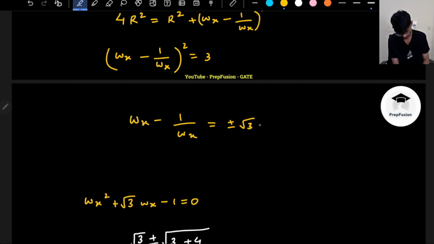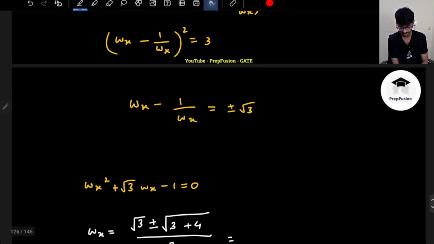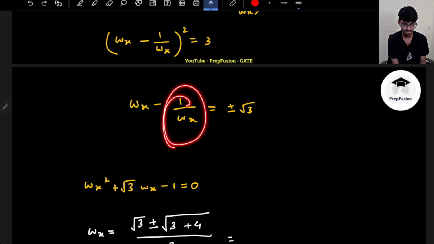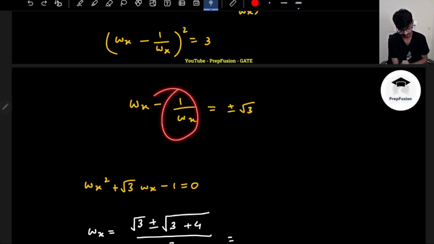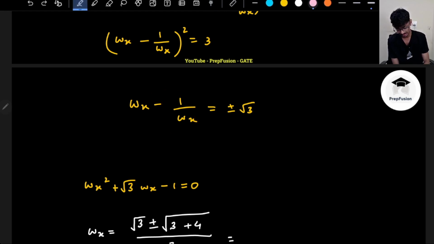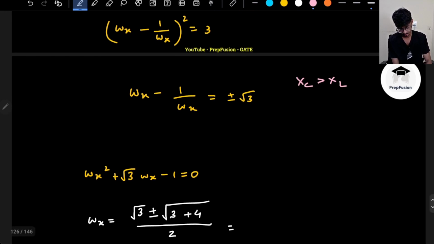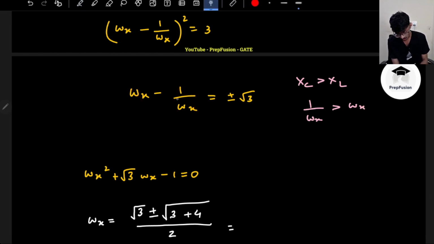Now which one will you choose? I know my circuit is capacitive. If my circuit is capacitive, this one will be dominating over this one. It is the omega L component and this is the 1 by omega C component. Circuit is capacitive, so XC will be dominating over XL. XC will be higher than XL. So my 1 by omega x will be higher than omega x, since L and C both are 1. If this is higher, I am subtracting more, so I will choose the negative solution. I will ignore the positive solution.